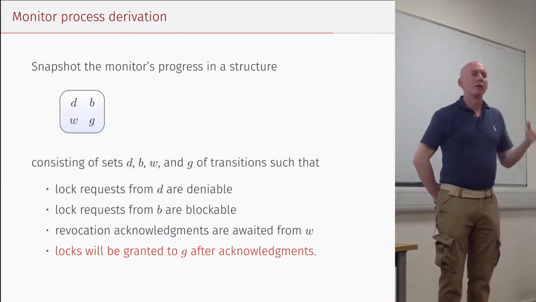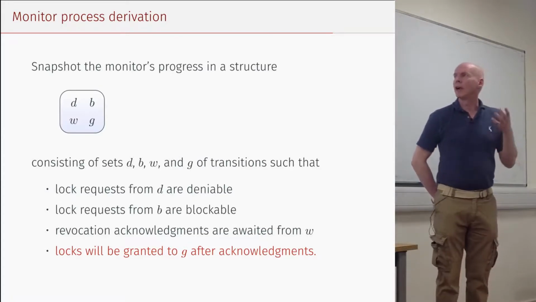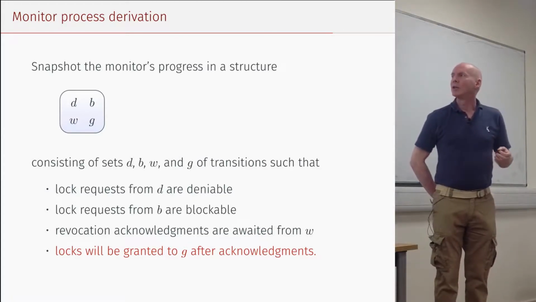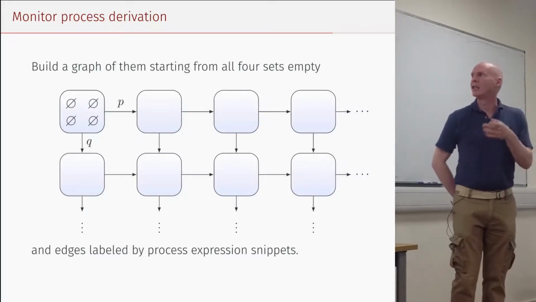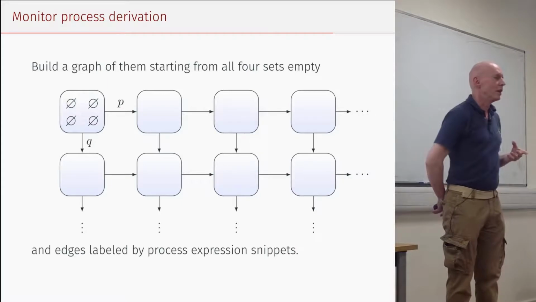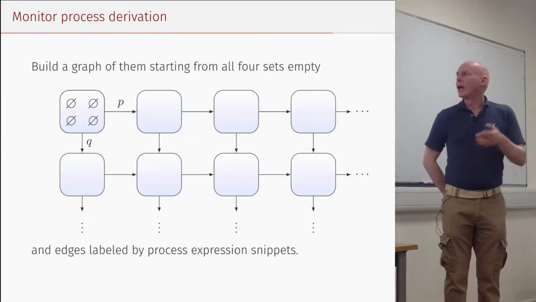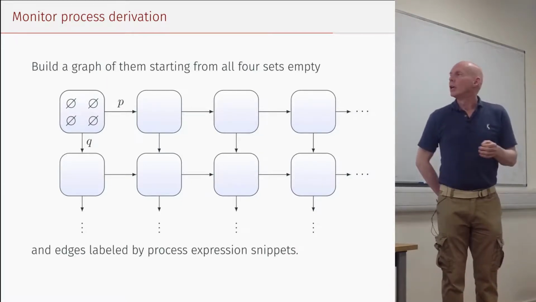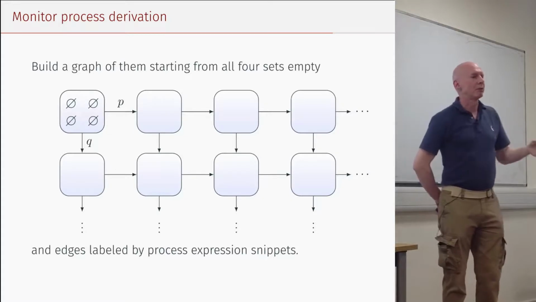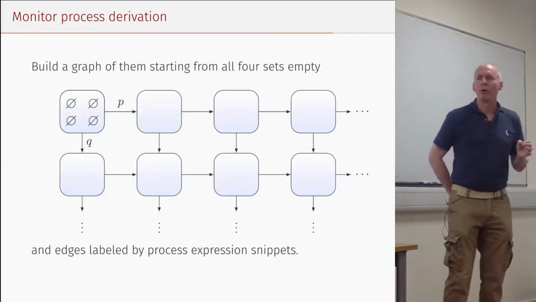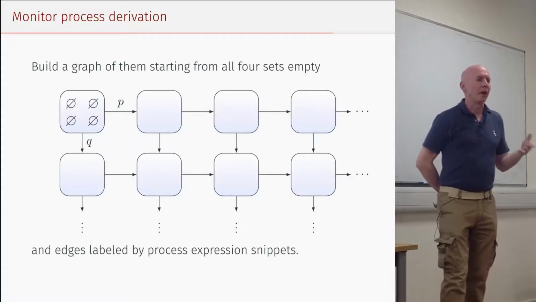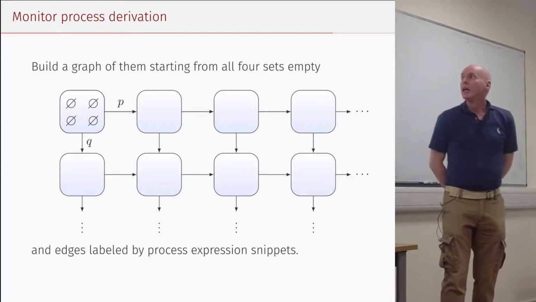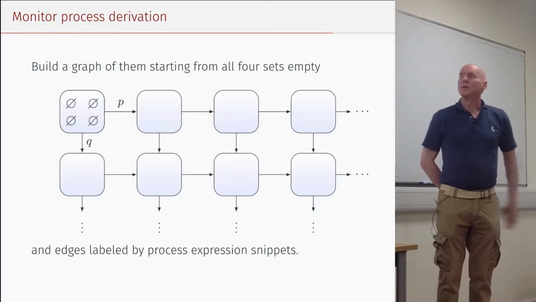So we can package these 4 sets into a structure, as you see here, and build a graph of these structures, starting with the one where all 4 sets are empty and the edges are labeled by lists of processes. Now, why in the world and how should we do this? If you'll bear with me, the payoff to this will be an implementation for the monitor circuit, and I'll try to explain how first and then get to why. So before that, we'll define a few constants.